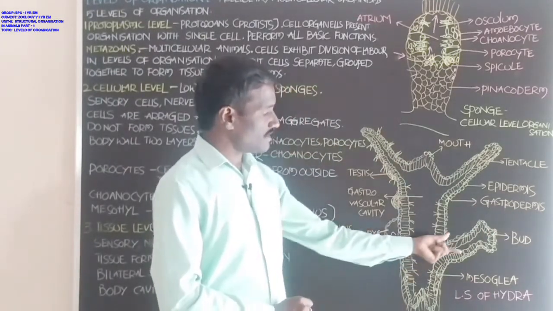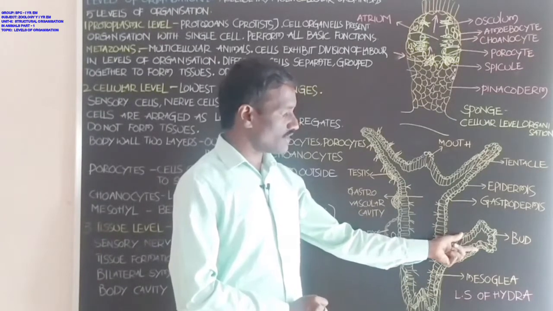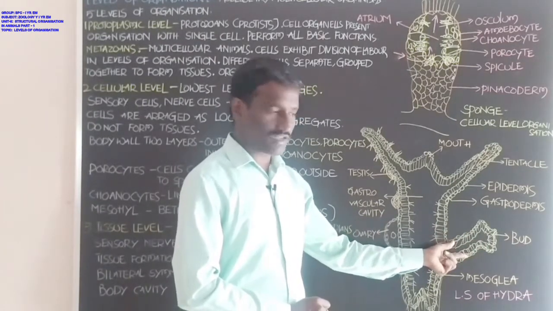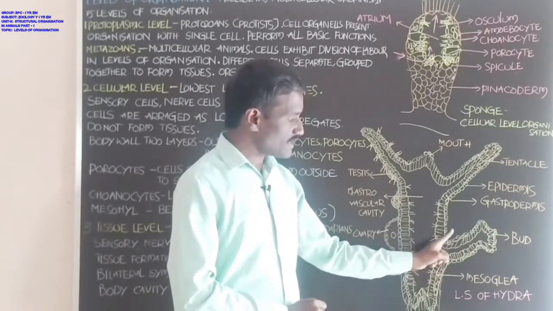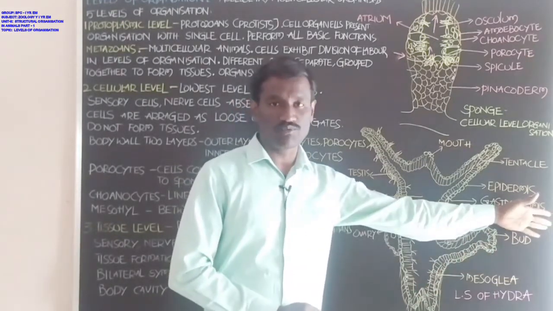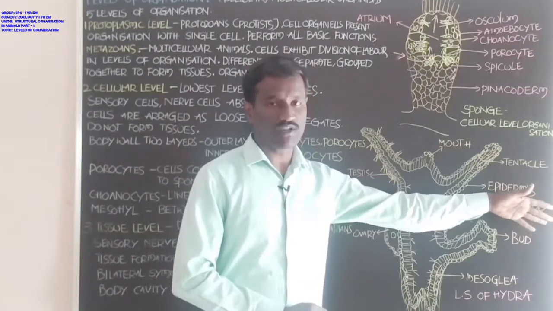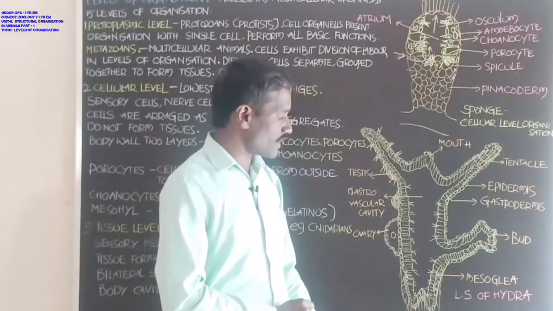Next, this is a bud. It is one of the asexual reproductive processes shown by the Hydra. The bud separates from the body and develops into another offspring, growing into an adult animal.